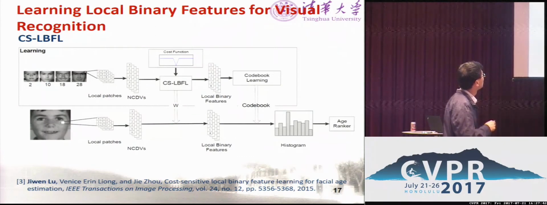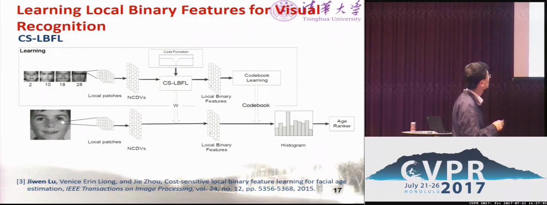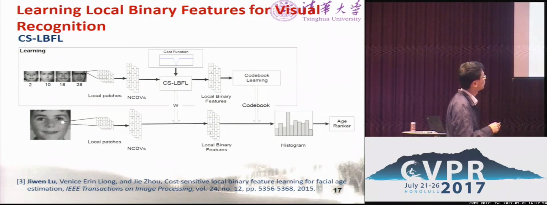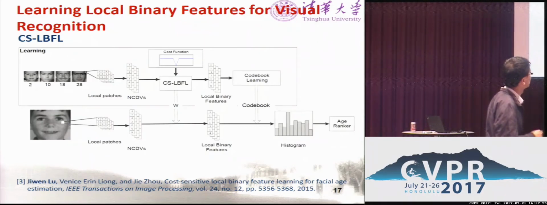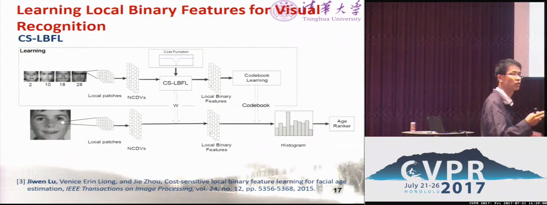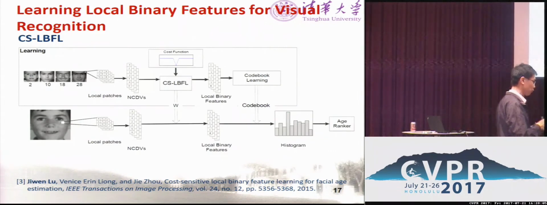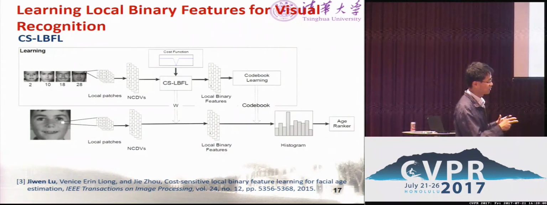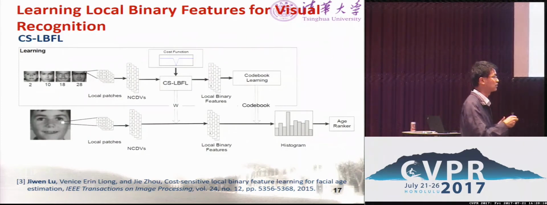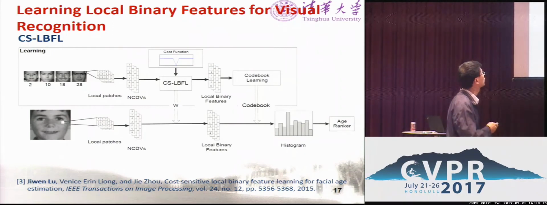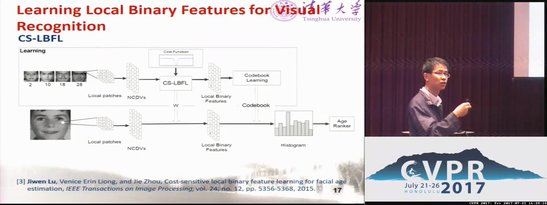So for each face image, we also get some local patches, and then we can get a PDV value. For this PDV value to project the local binary feature vector, we developed a cost-sensitive learning criterion. We want to develop a different cost function to encode the loss. That is to say, if we misclassify a face image of 20 years old as 25 years old, versus a face image of 20 years old as 50 years old, the loss is different. So we use this cost function to infer this loss information.